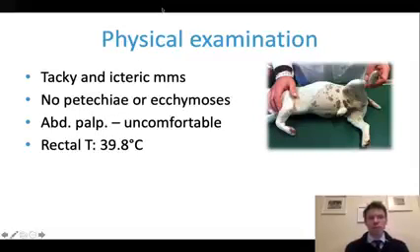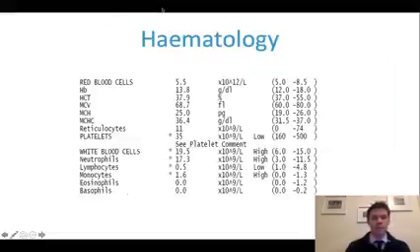On physical examination, and I'm not sure if the colour is obvious on this, but the skin was jaundiced, and he had tacky and icteric mucous membranes. There were no particular ecchymoses anywhere on him, and on abdominal palpation he was a bit uncomfortable. He was also pyrexic at 39.8 degrees.